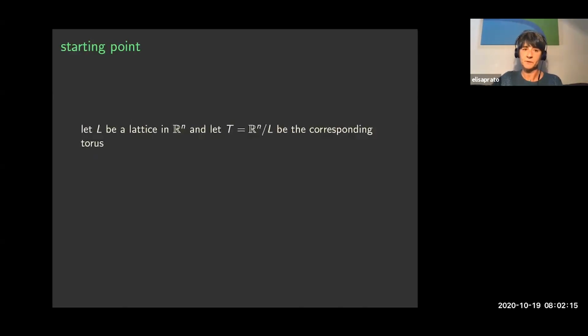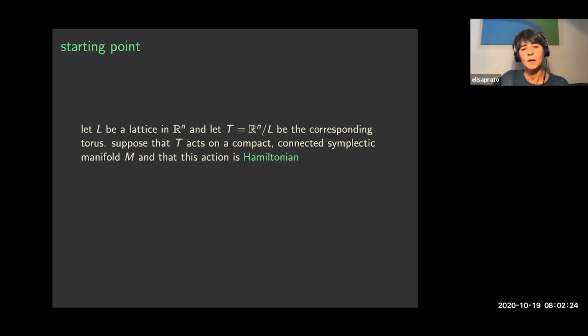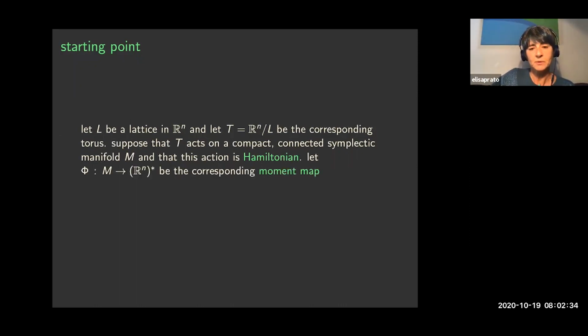And the starting point is a lattice in Rn and the corresponding torus. And we suppose that this torus acts on a compact connected symplectic manifold M, and that this action is Hamiltonian. What this means roughly is that there exists a mapping from M to the dual of Rn called the moment or momentum mapping.